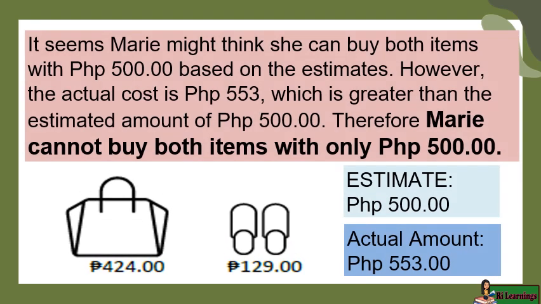It seems Marie might think she can buy both items with 500 pesos based on the estimates. However, the actual cost is 553 pesos, which is greater than the estimated amount of 500 pesos. Therefore, Marie cannot buy both items with only 500 pesos.